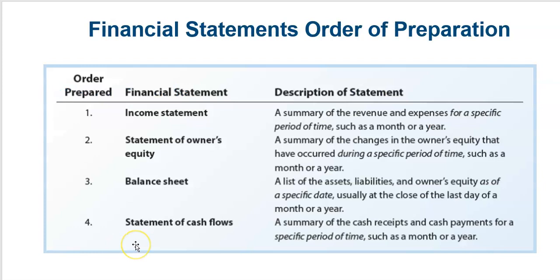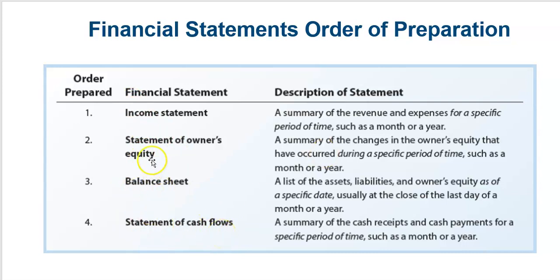All right, so what are they? Here they are. Income statement, statement of owner's equity, balance sheet, and statement of cash flows. I do want you to memorize this, and the way that I teach to memorize it is I eat bread crumbs. I for income statement, eat for equity, statement of owner's equity, bread for balance sheet, and crumbs for cash flows. So income statement, equity, balance sheet, cash flows.